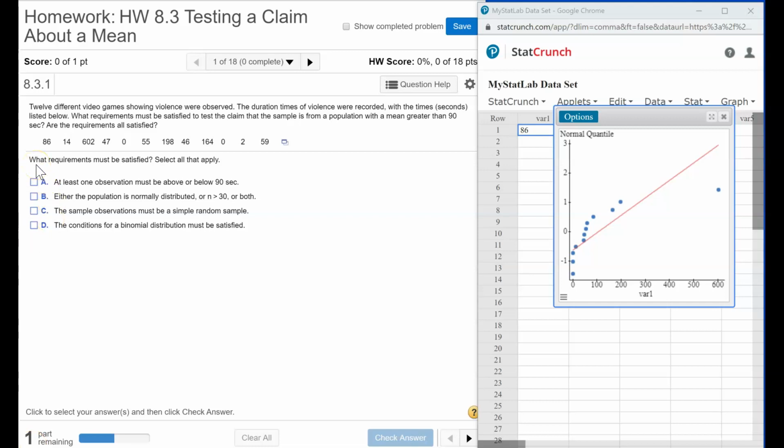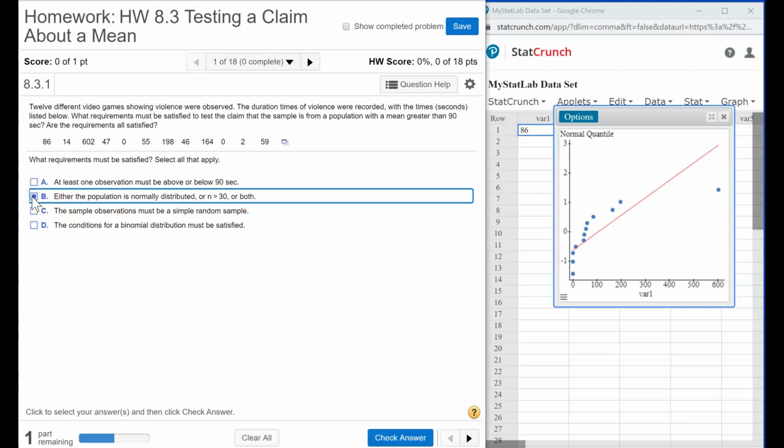Let's read what question we need to answer. What requirements must be satisfied? Select all that apply. Well, we know the requirement of normality and the requirement of the normally distributed population. Let's read choice A. At least one observation must be above or below 90 seconds. No, that's not one of the requirements. Either the population is normally distributed or n is greater than 30 or both. Here's our requirement. Let's just verify the rest of the requirements.